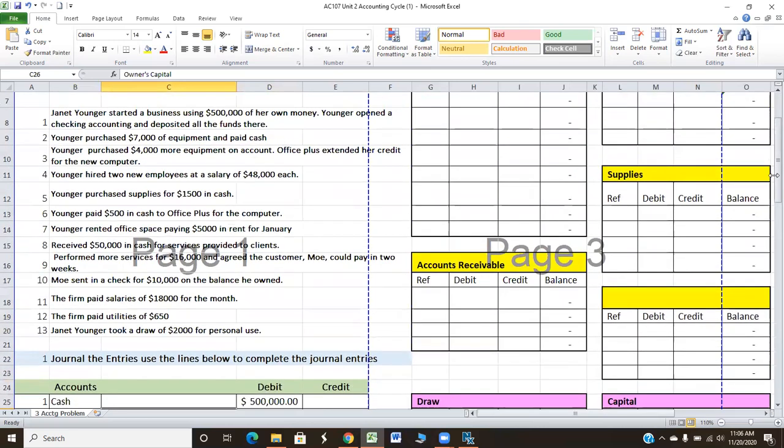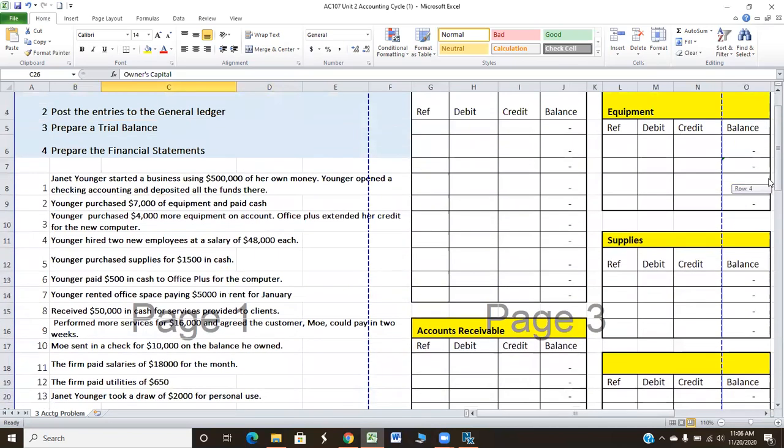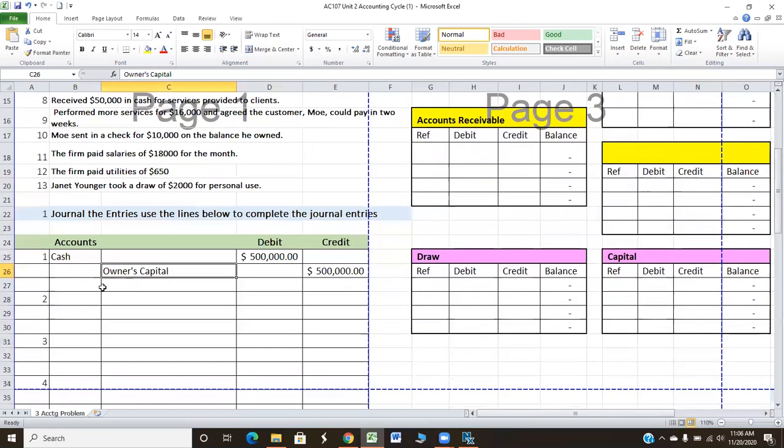Number two, Janice purchased 7,000 of equipment and paid cash. So Janice, for her business, is purchasing $7,000 worth of equipment. Equipment is an asset. So we're going to start a journal entry. We're going to debit equipment $7,000. Equipment is a resource to the company, that's why it's an asset, and it just increased $7,000.